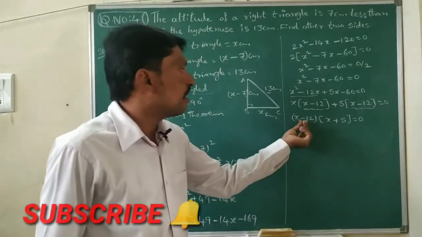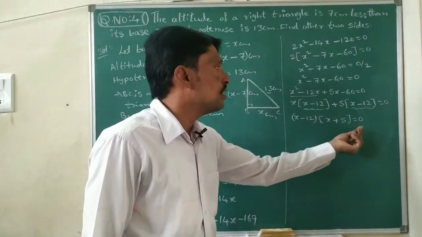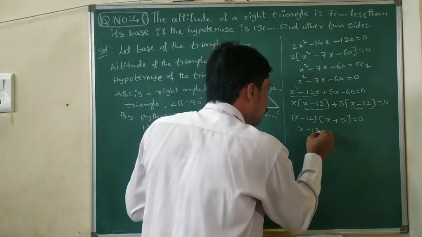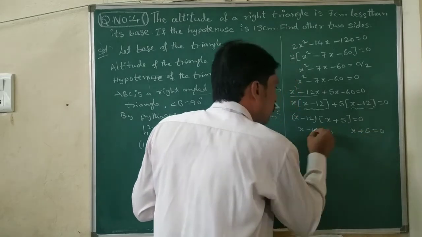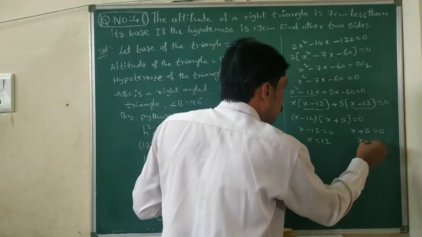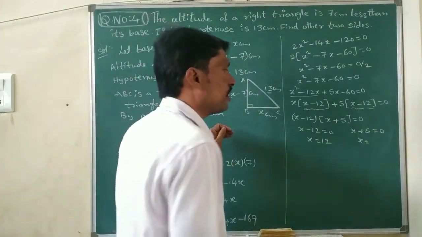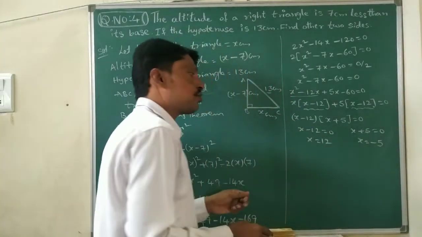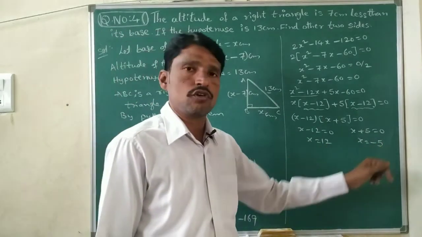Now here x minus 12 into x plus 5 equal to 0, we got it. This 0 we need to write individually. So x minus 12 equal to 0, x plus 5 equal to 0. This plus 12 you have to transpose, x equal to 12. X equal to, here 5 I am transposing, plus 5 transposing we get minus 5. Now here we got x values, 2 values we got. So x equal 12 we got, x equal minus 5.